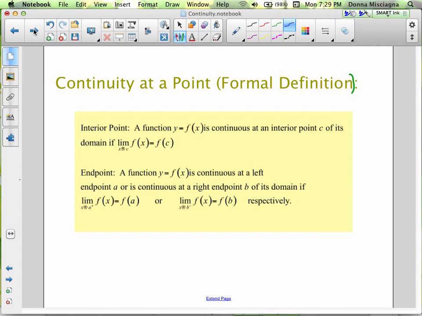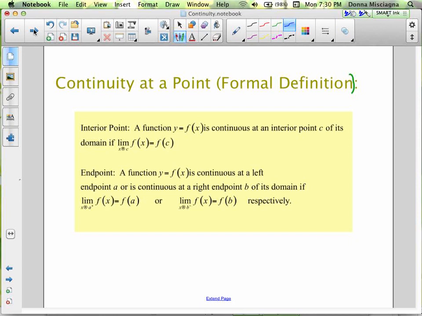So we have two definitions for continuity. One is when we're looking at an interior point, and one is when we're looking at an endpoint. And this is in your notes, right? And we're going to add a little bit here to your notes just to make it clear. So at an interior point, a function y equals f of x is continuous at an interior point C of its domain. So what is that? We'll come back to what C of its domain means in a moment. Let's look at the rest of the statement, and then we'll come back to C of its domain.